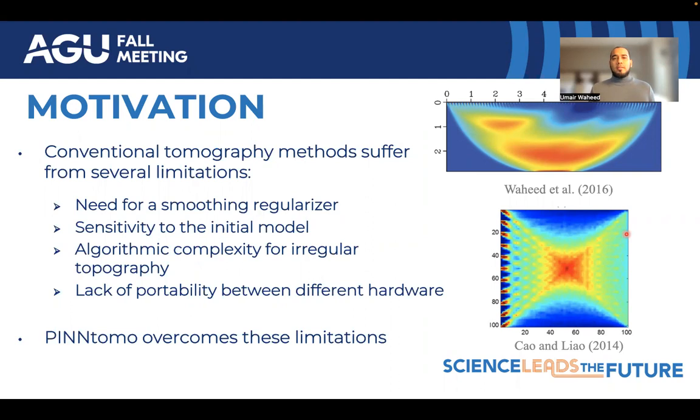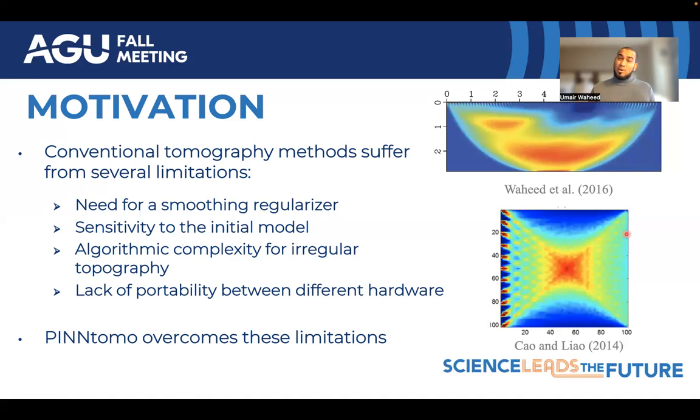However, these conventional tomography methods suffer from several limitations, including the need for a smoothing regularizer to overcome the issue of ill-posedness of the inverse problem, and sensitivity to the initial model. So if you start with an initial model that is far away or very different from the actual model, then it can lead to some unphysical inversion models as well.